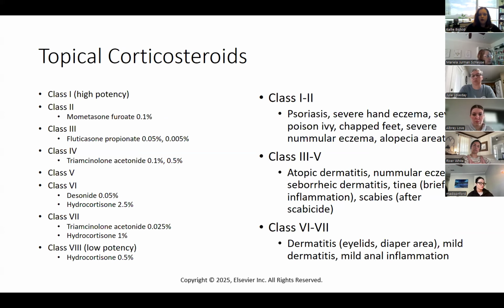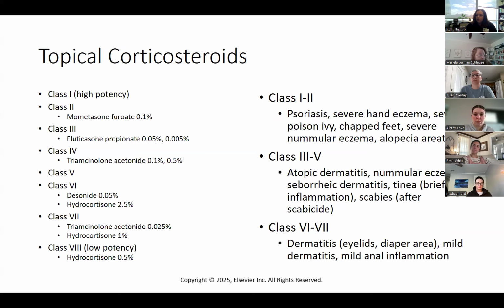So these are the ones. If you look at the table in the book, there are a lot more topical steroids listed. I would know these. The rest of them, dermatology pretty much prescribes. We don't usually prescribe them, so I wouldn't worry about knowing the rest of them that are there, but it is a resource if you ever need it. But the ones listed here are the ones I would focus on.